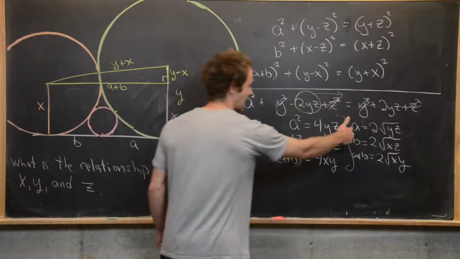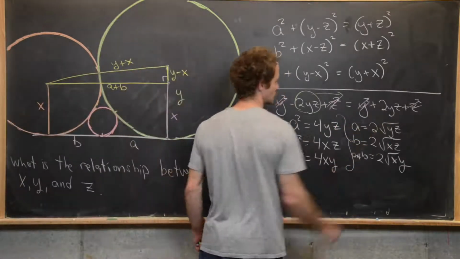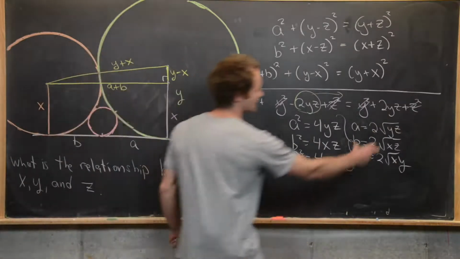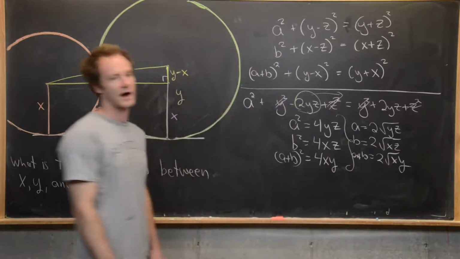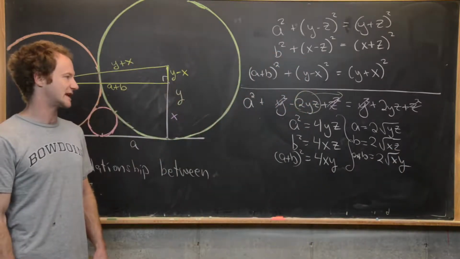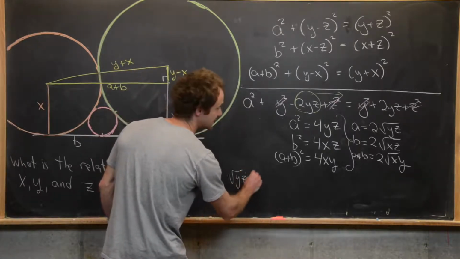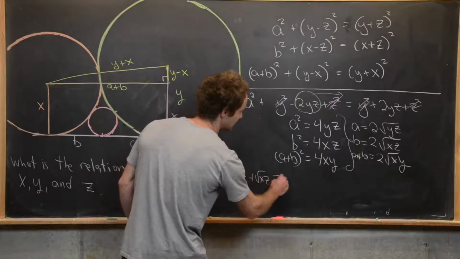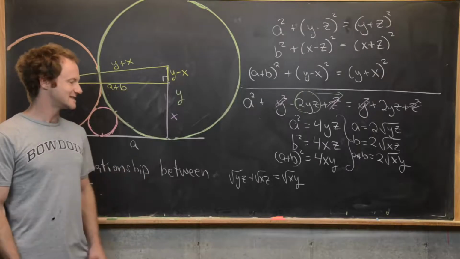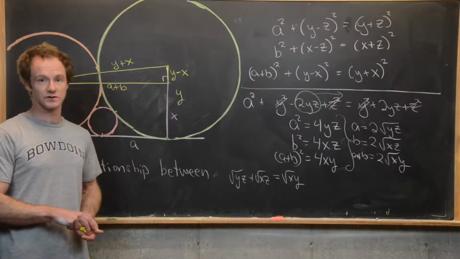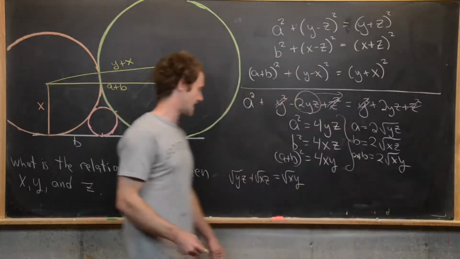But now we know that a plus b equals a plus b, but that means that 2 root yz plus 2 root xz equals 2 root xy. But we can just factor the 2 and cancel all of that out. And we're going to be left with the square root of yz plus the square root of xz equals the square root of xy. But this is not actually the standard way this solution is presented, although this does give us a relationship between x, y, and z.